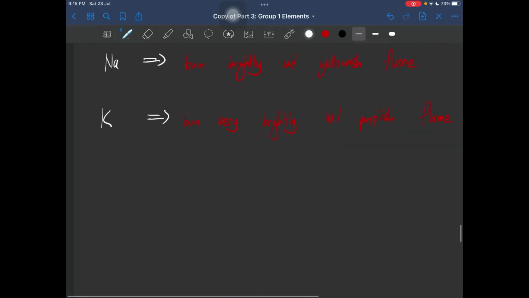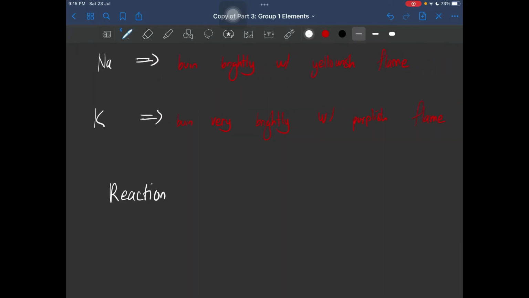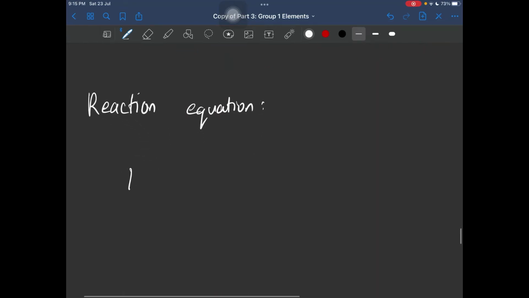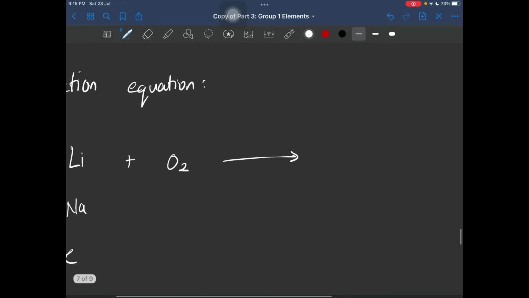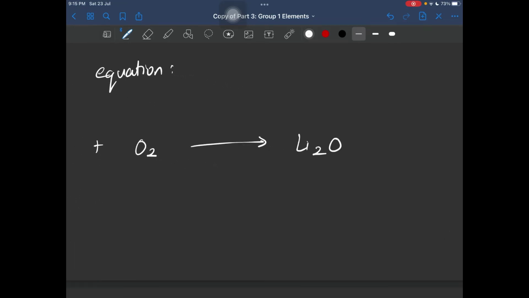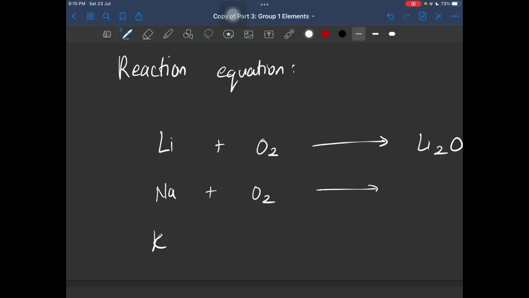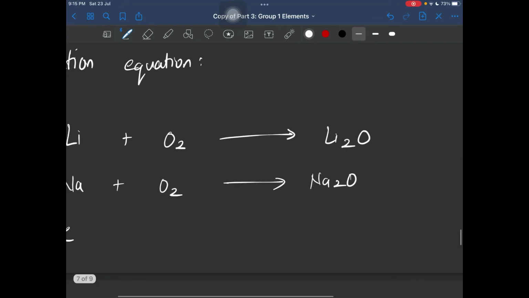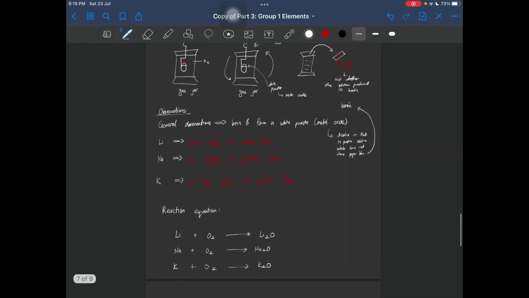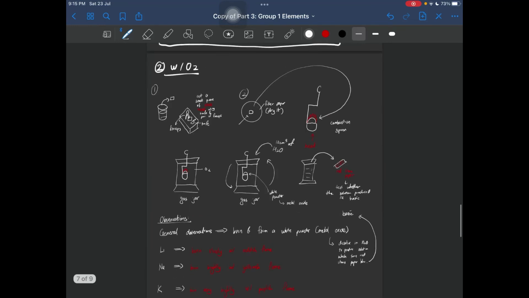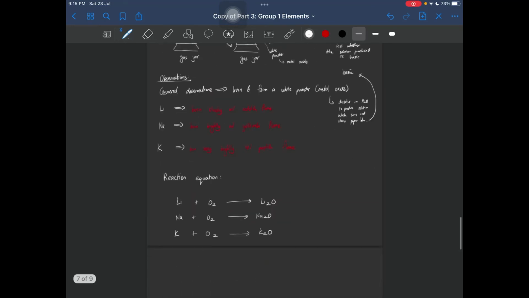And then for the reaction equation, we already wrote it just now, but let's write it again. Any alkali metal, whether lithium, sodium, or potassium, reacts with oxygen. Lithium reacts with oxygen to produce lithium oxide, sodium reacts with oxygen to produce sodium oxide, and potassium reacts with oxygen to produce potassium oxide. So this would be for the second reaction, which is the reaction of alkali metals with oxygen.